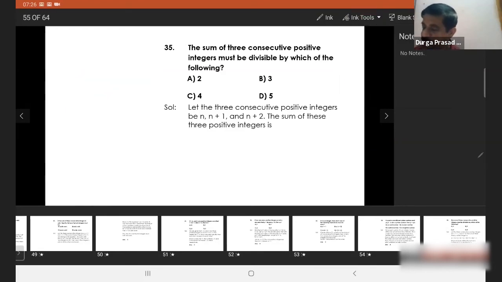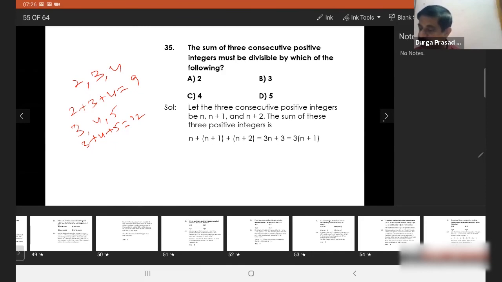Okay. So let us say 2, 3, 4. So 2 plus 3 plus 4 is what? 6 plus 3, 9. Next, if it is starting with odd, 3, 4, 5. 3 plus 4 plus 5, what is this equal to? 9 plus 3, 12. So everything is divisible by 3 or not?